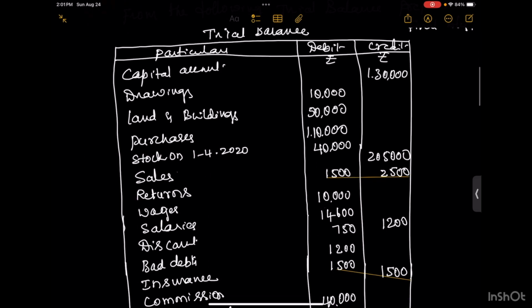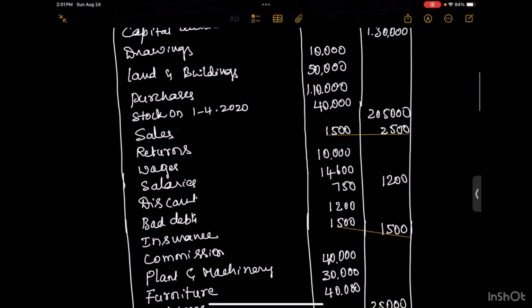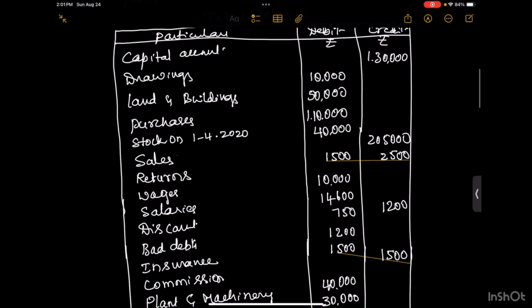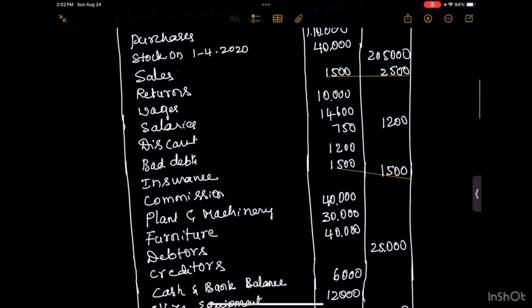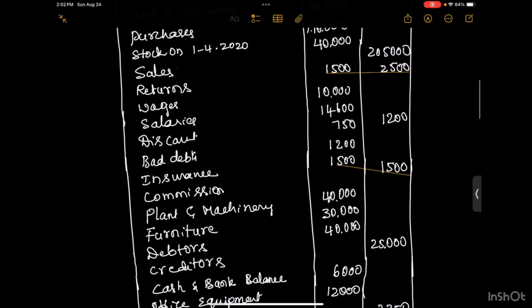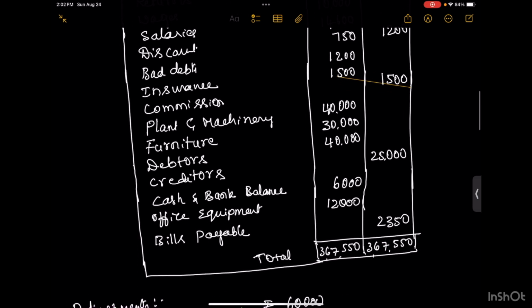So the trial balance will be given like this. The various ledger account balances what we have learned in the previous videos. They have given the capital account, drawings, various assets like land and building, furniture, purchases, sales. All the information is available. That means all business transactions are transferred to ledger accounts and the balance done at the end of a particular period of time. All the balances are given.